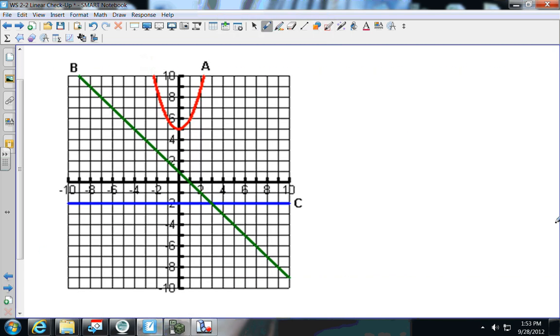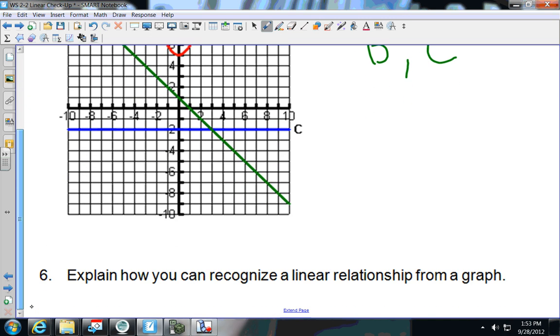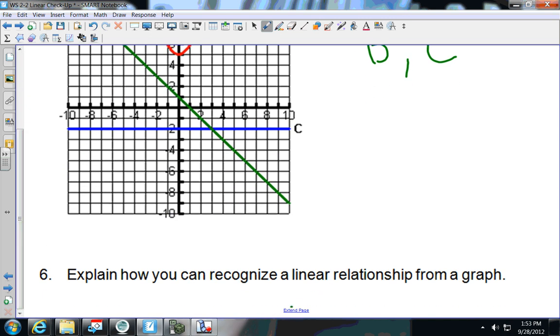Next, write the name of the graphs that shows a linear relationship. Remember, linear means straight line. This is a curve. It's not that. B, yes, B makes a straight line, and so does C. How do you know they're linear? Because they are straight lines.